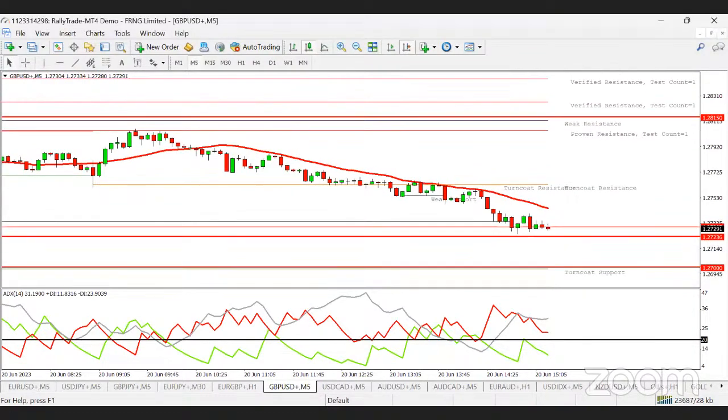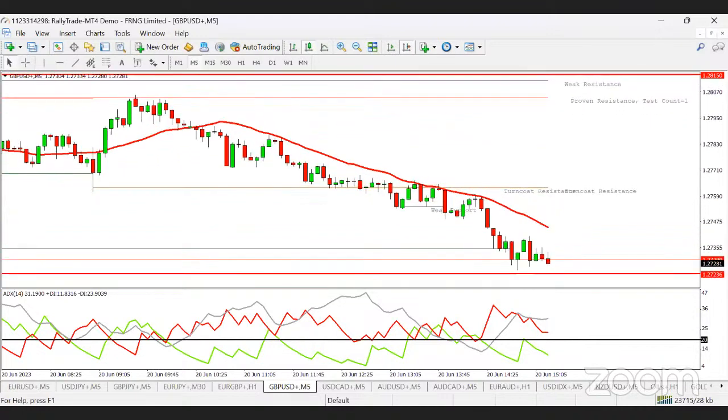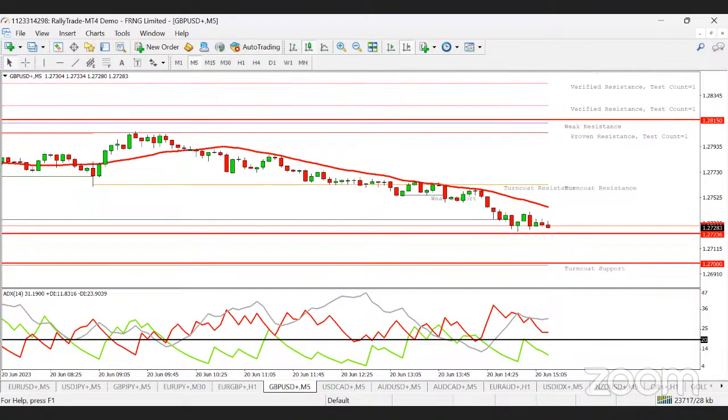Okay, so that is for GBP USD. We are still going in for a sell, but the sell should be from price 1.27236. That is going to be your entry position, and our take profit is going to be at price 1.27000. I hope you get that. So that is the entry position for GBP USD.